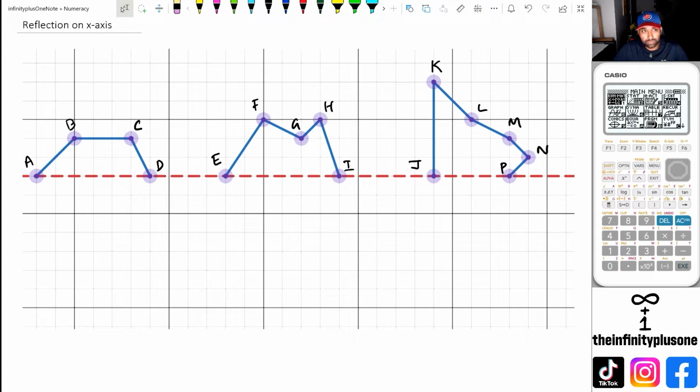In this video, we're going to be looking at reflection on the x-axis. So without further ado, let's get started.